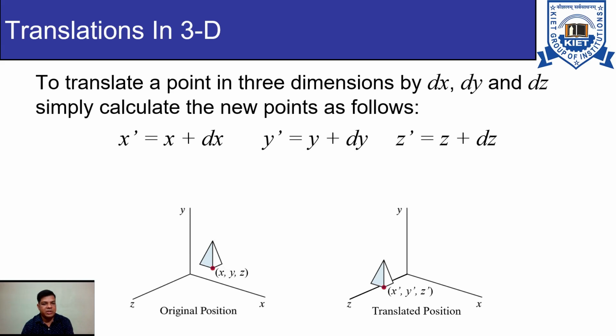Here in the figure you can see one pyramid, and a pyramid is a three-dimensional object. This is the original position of the object. Now we are performing translation, that means we are moving the object along a straight line path. So these are the new coordinate positions or the translated positions of the object, and x, y, z are represented as x dash, y dash, z dash after transformation.